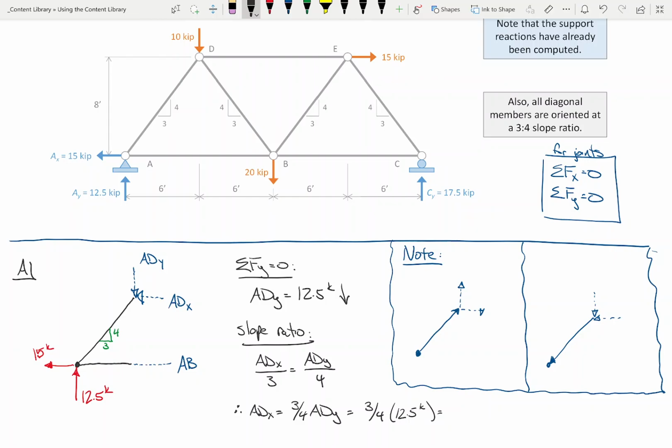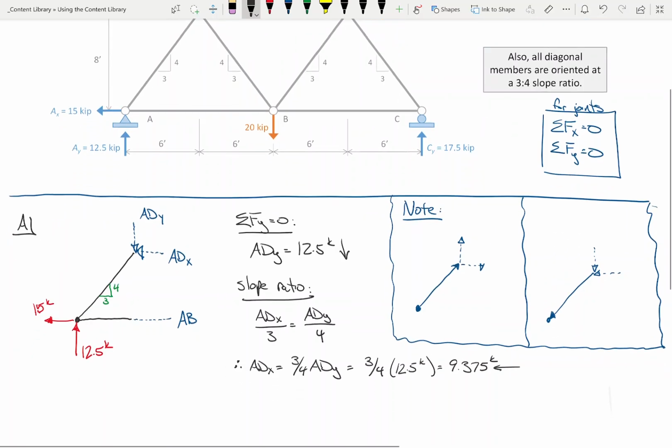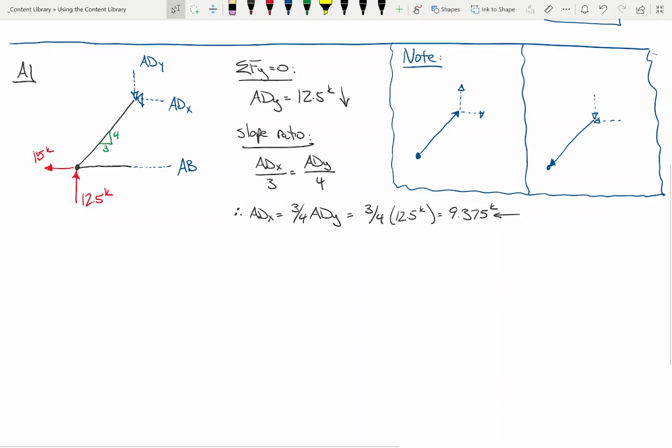So, somebody help me out. Casio FX 115 ES Plus or similar scientific calculator. What is 3/4 of that? 9.375. 9.375. Do I have a second? Okay. Is everybody with me so far on this?